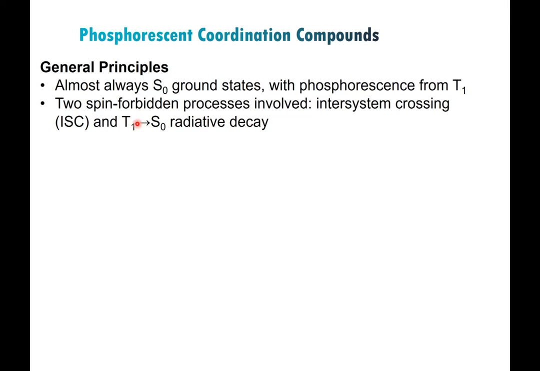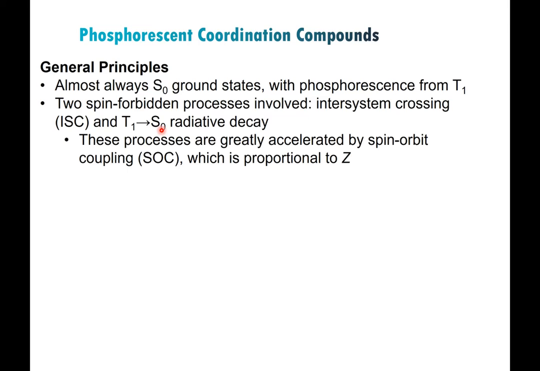And then once you're in the T1 excited state, to get phosphorescence, you have to go back to S0, and that has to happen in a radiative fashion. So that's also spin forbidden. So there are 2 spin-forbidden processes that have to occur. And the reason that they occur in these types of compounds is because they are greatly accelerated by virtue of spin orbit coupling. We're not going to go into a lot of the details.